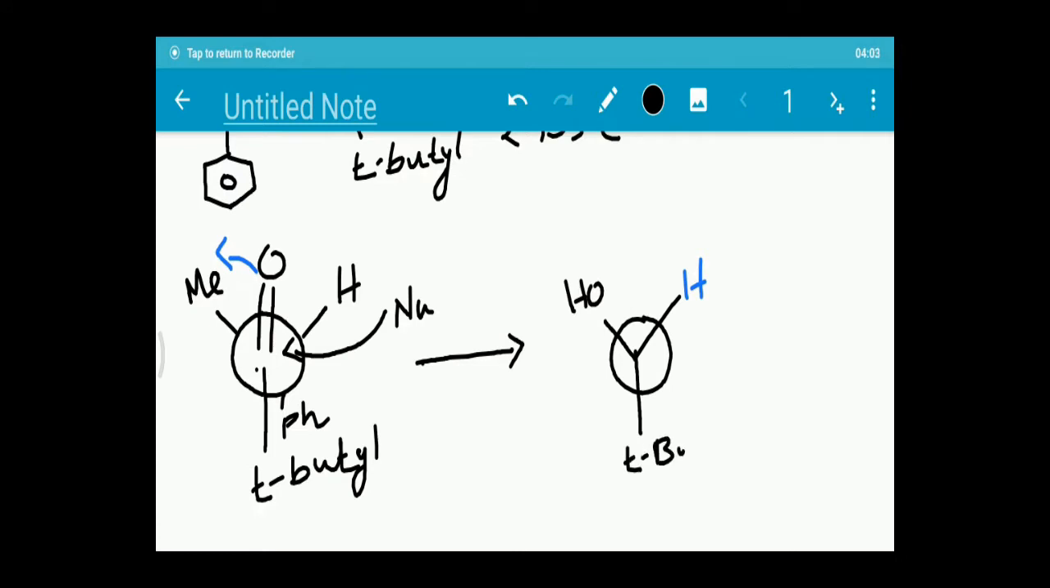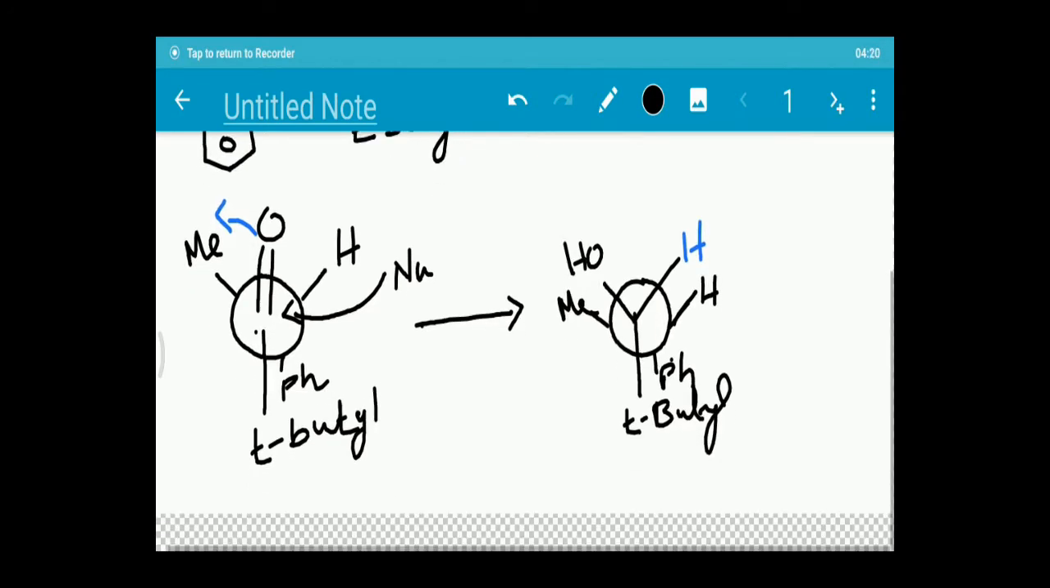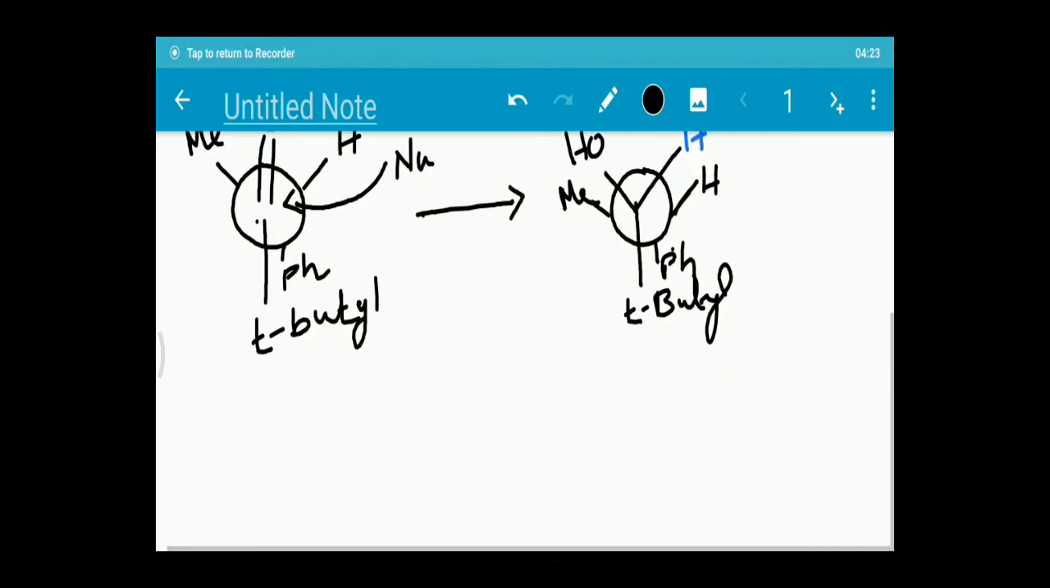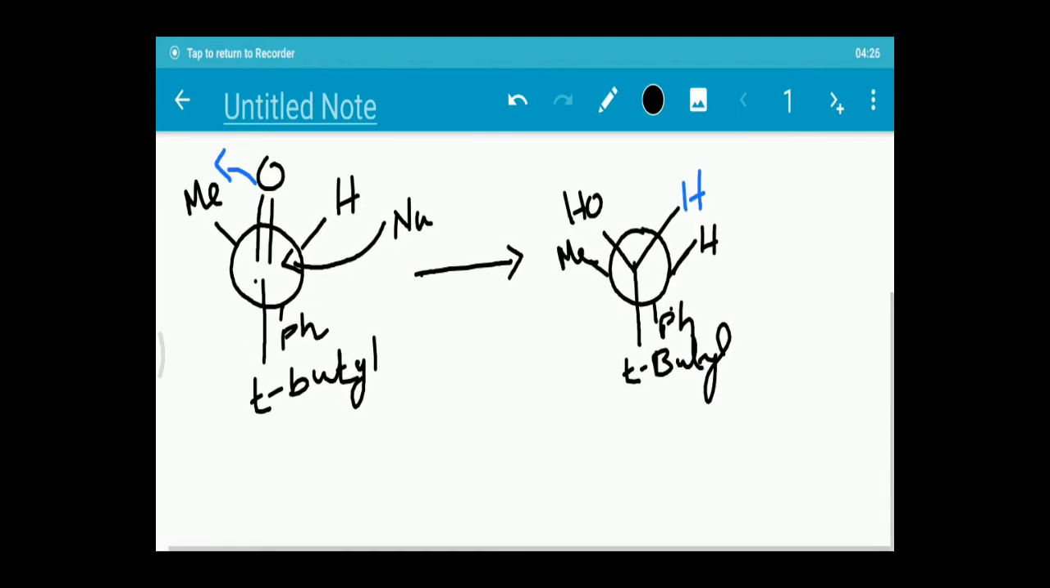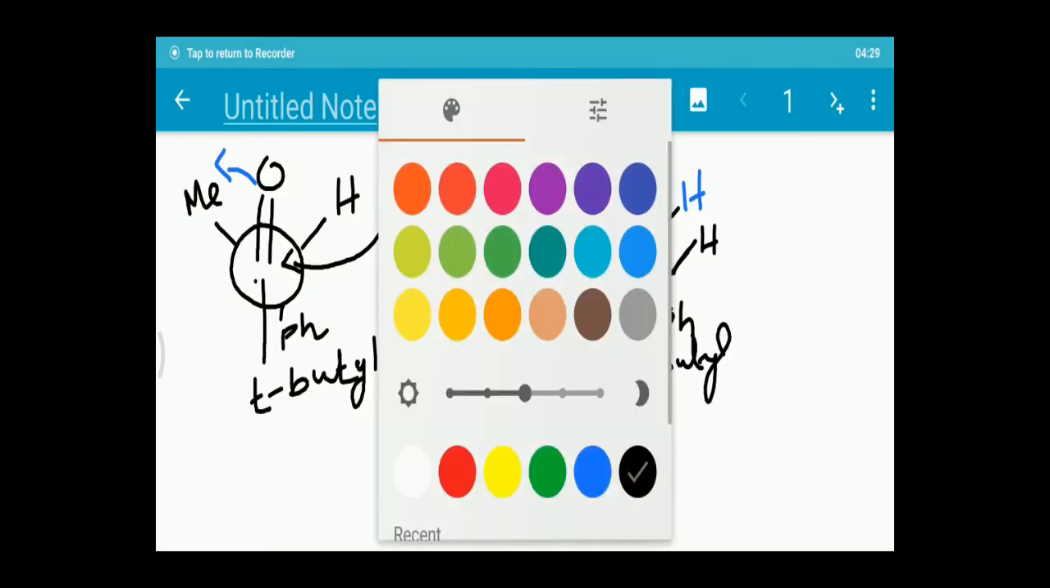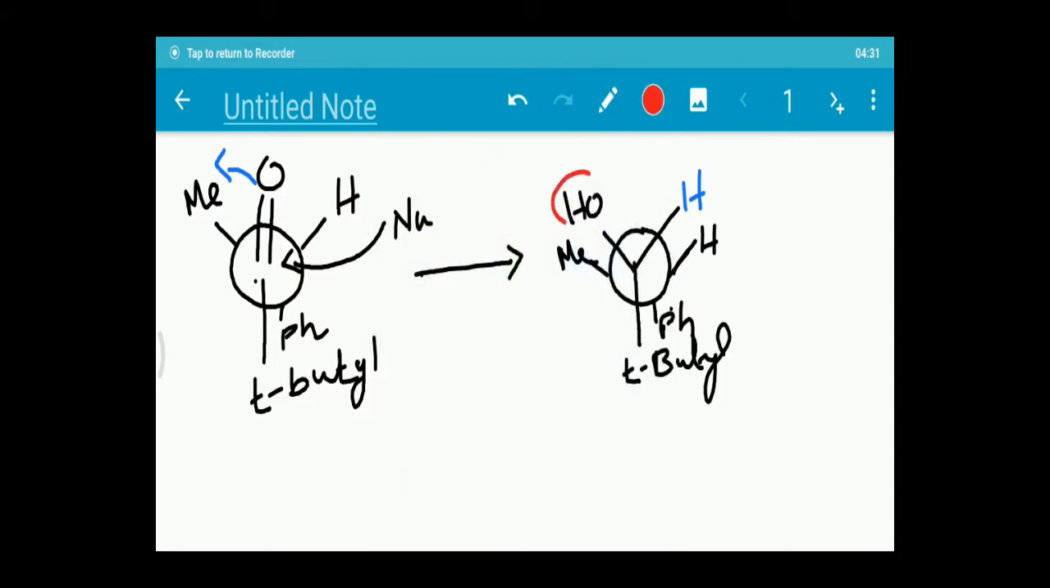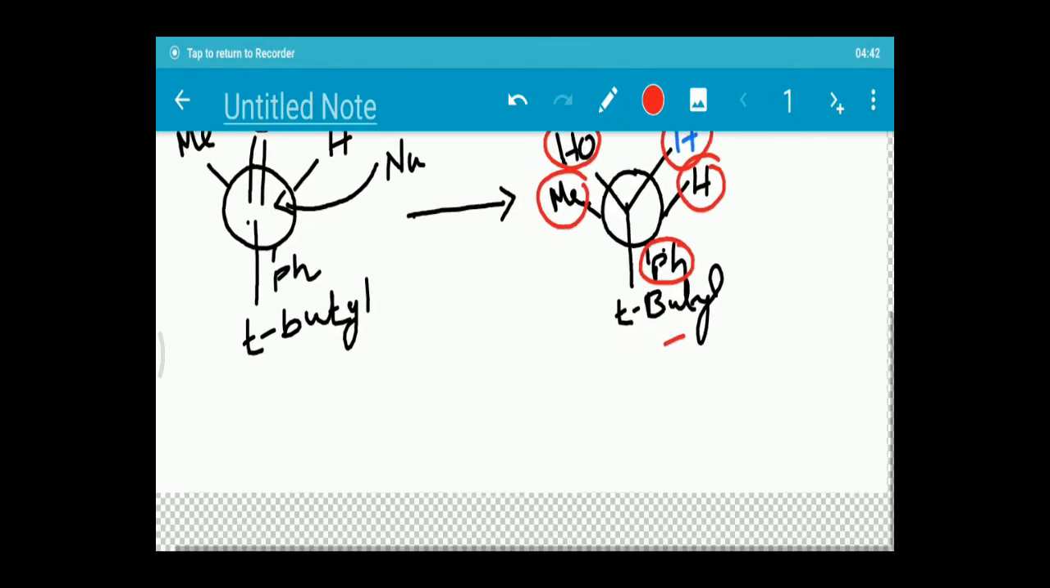I have my tertiary butyl group at the bottom, and I am making no change to my molecule where I have my asymmetric carbon. So I have my methyl here, I have my hydrogen here, and I have my phenyl here. Now in this molecule you can see my OH group is cis to my methyl, my hydrogen is cis to my hydrogen, and my phenyl is cis to my butyl.